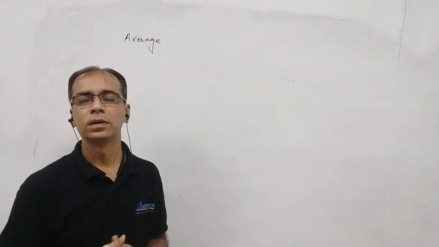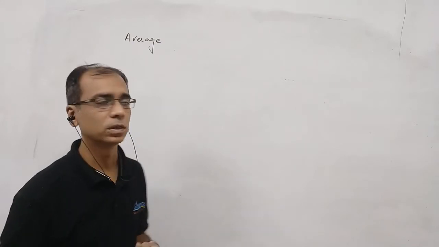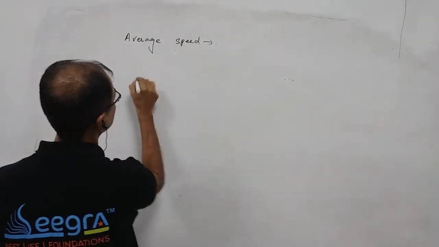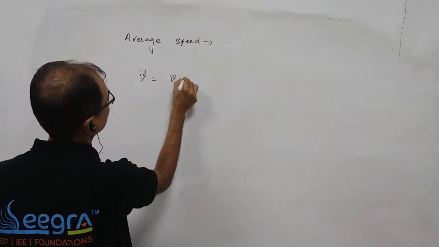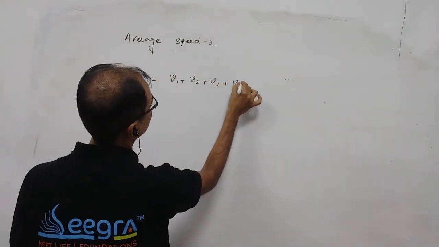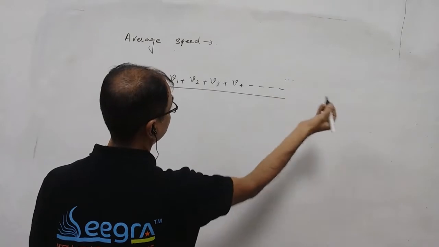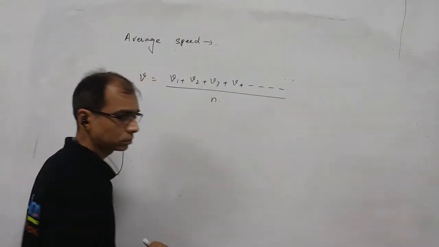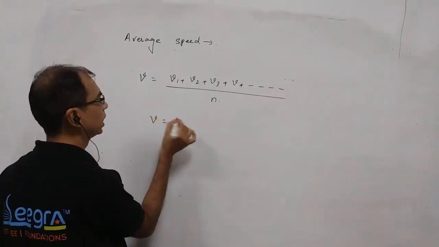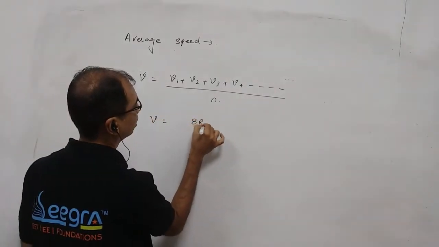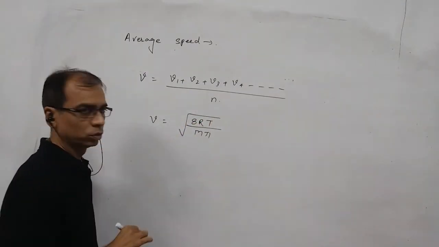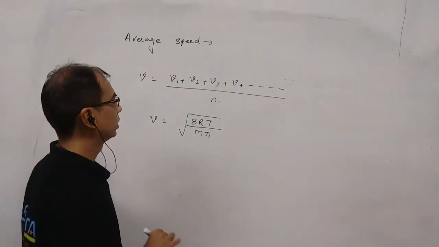But still, there may be a question asked like average speed. So what is that? Average speed basically means the addition of the speeds of all the particles, whatever number of particles there are, suppose n particles, divided by n. This is called average speed. And they gave us the value also. They calculated it. It came out to be root over 8RT by M pi.